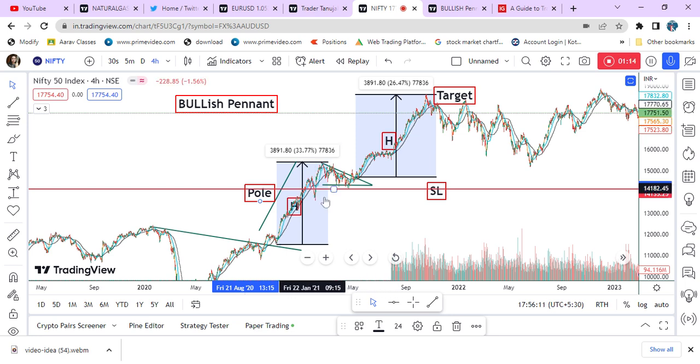And what is the stop loss? Stop loss is below this support line.